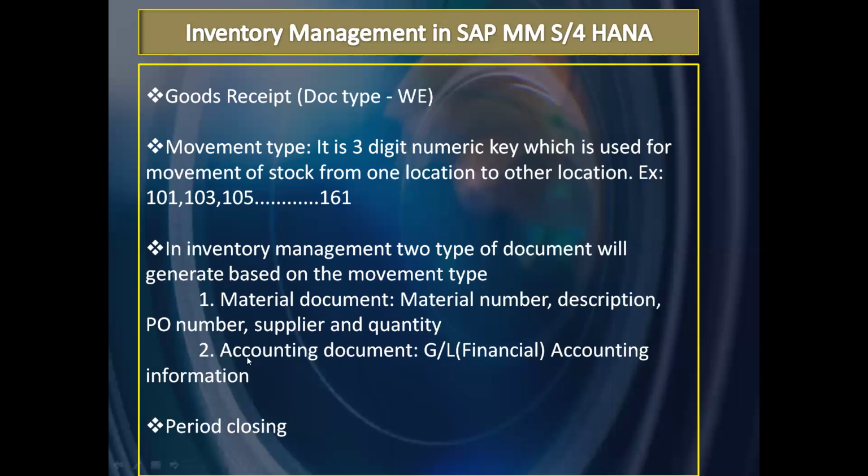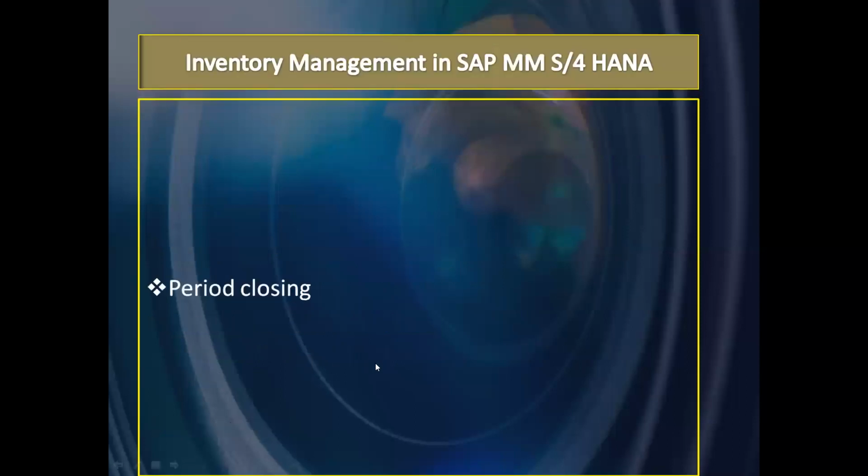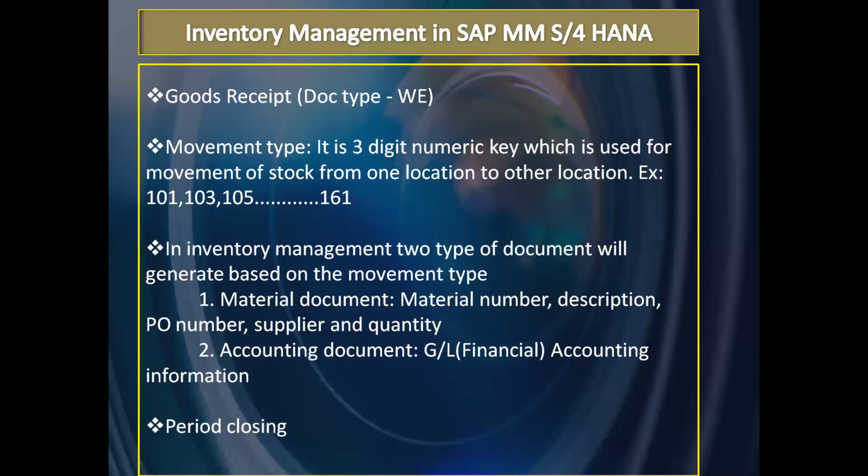The next will be your accounting document. In the accounting document, you will get the accounting information, where you will get the GL information. GL means general ledger, the financial accounting information, and that will be the reference for the finance department.